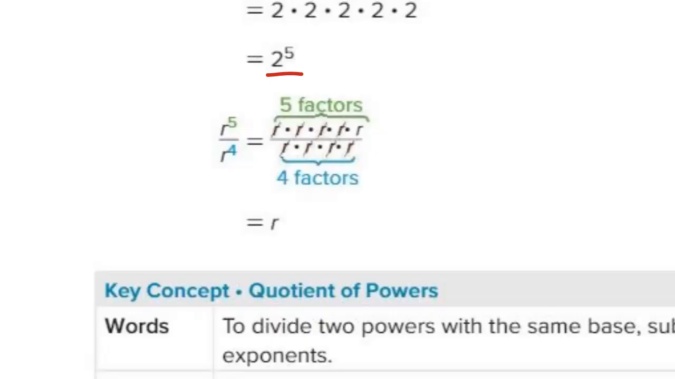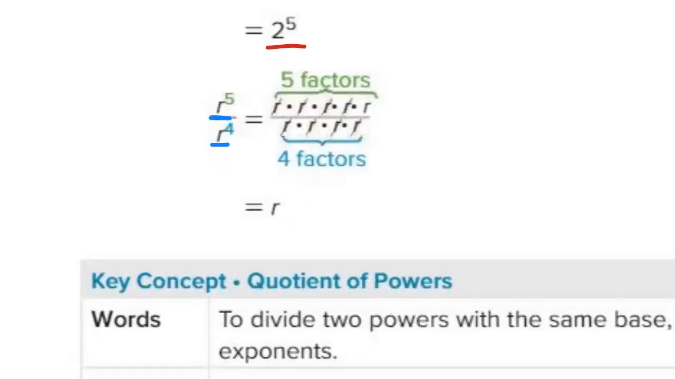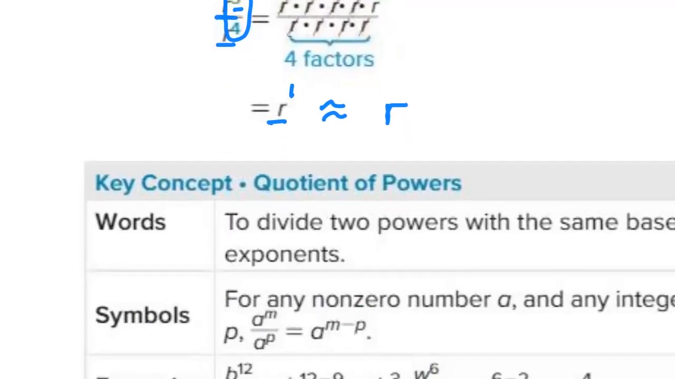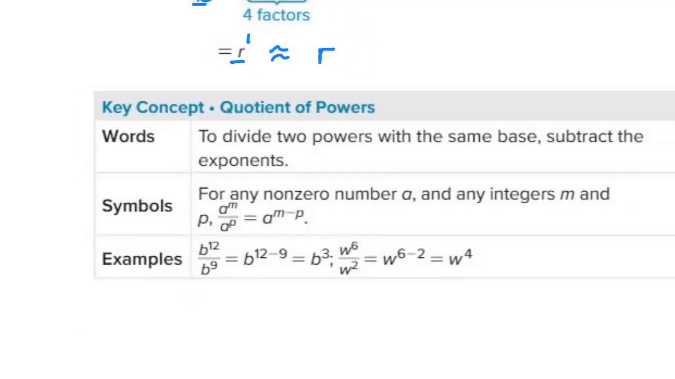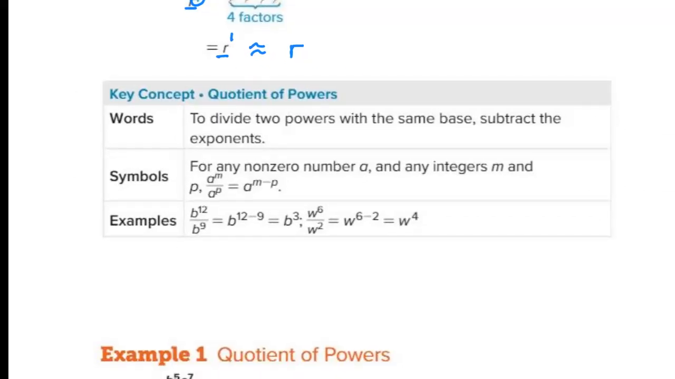So we do the same with r to the 5th divided by r to the 4th. We have that same base of r. Since we are dividing, we are going to subtract and get r to the 1st power, which you can also just put as r. Okay? So to divide two powers with the same base, subtract the exponents. Keep the base and subtract the exponents.